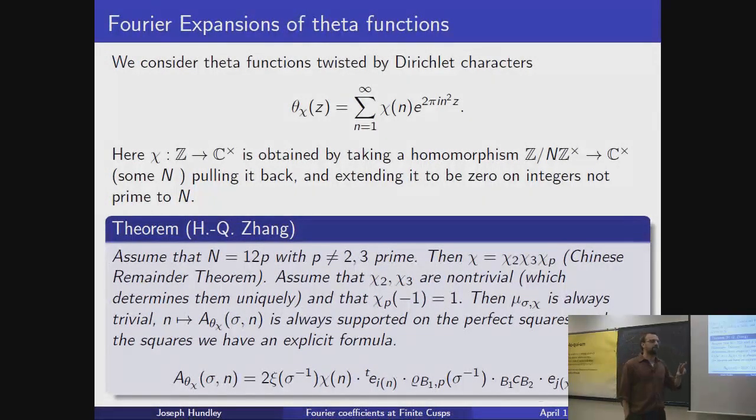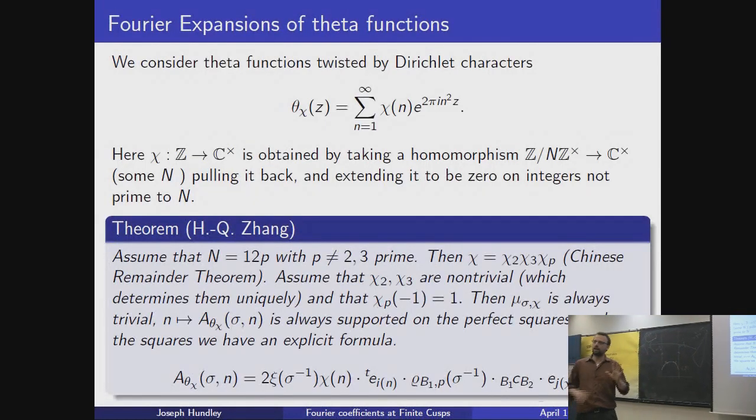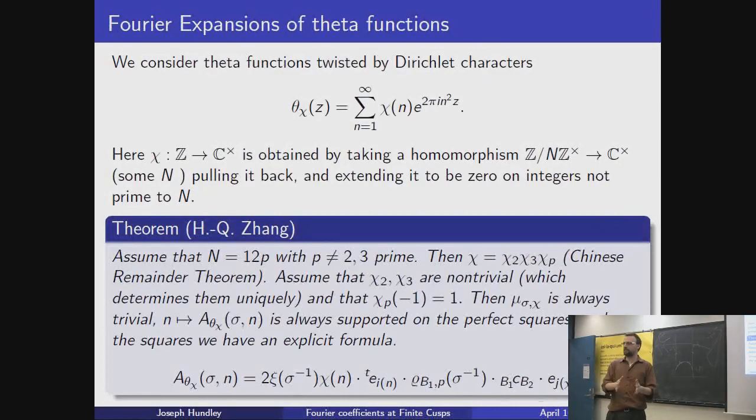Well, the first thing is that the cusp parameters in this setup are always trivial. So I have Fourier coefficients on the integers, not some weird shift of the integers. Second thing is, off the squares, they're all zero. Third thing is, on the squares, we can write down a kind of ugly formula for them. But there it is, and I'll tell you something more about it in a second.